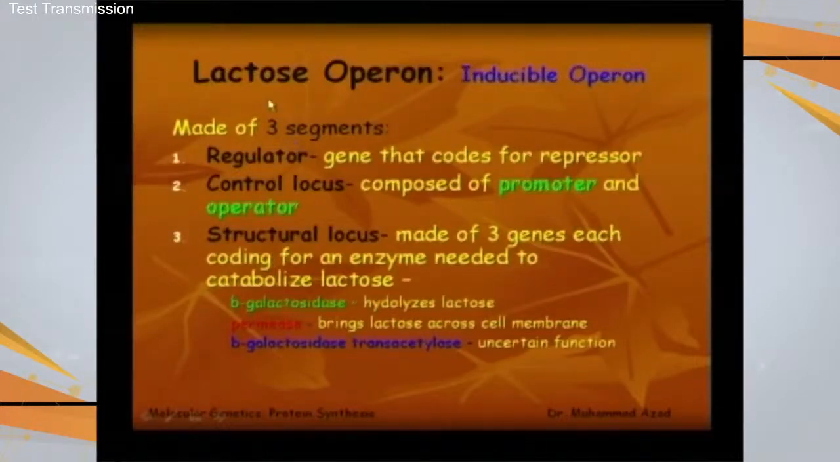Going with the details of the lactose operon, the Lac Operon is going to have three segments. The first segment is the regulator. The regulator is the gene that codes for the repressor. Then there is a central locus which is composed of the promoter and operator, and then there are structural genes, which are made up of three genes in this case. One gene is beta galactosidase, which hydrolyzes lactose. Second is the permease, which brings lactose across the cell membrane, and the third enzyme is galactoside transacetylase, the function of which is uncertain up to this moment.